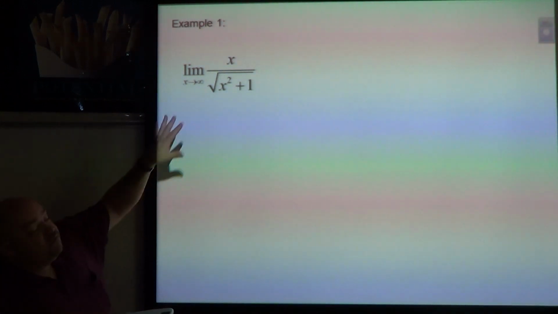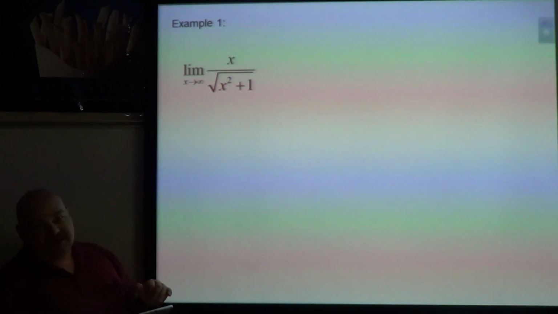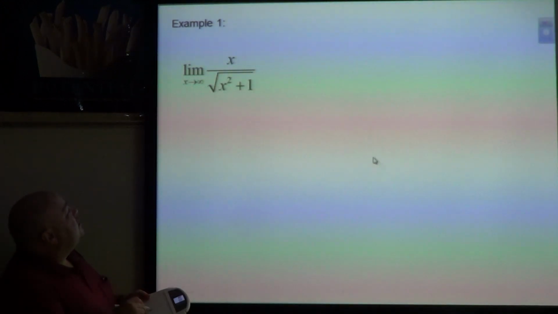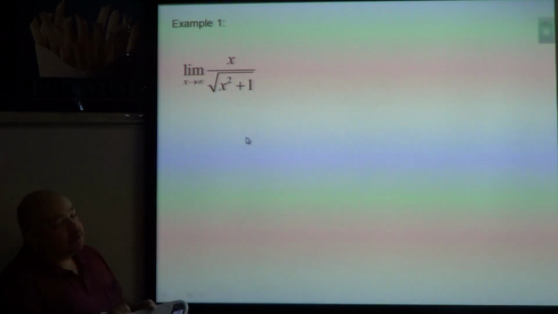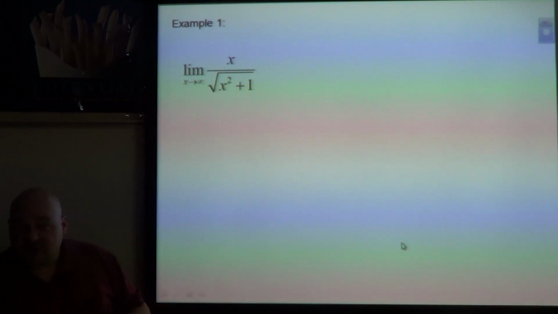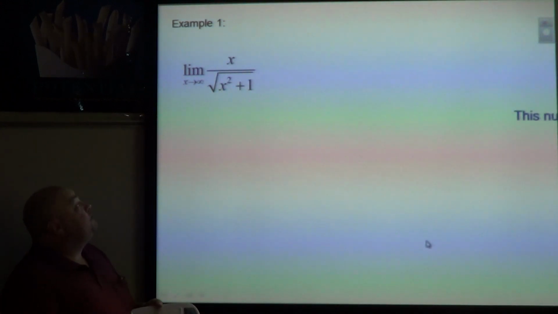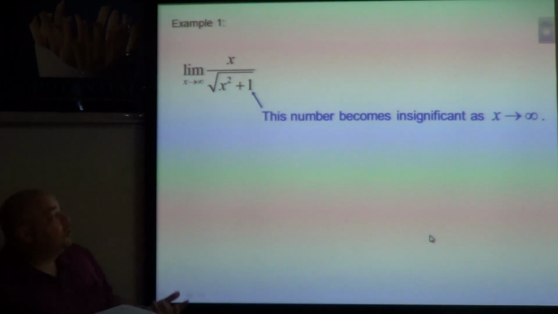Alright, so those ideas can take us to a situation like this. Notice here we're taking the limit as x goes to infinity. So x is getting larger and larger, and this x is getting larger and larger. What's going to happen to the 1? Well, the 1, as we've talked about in the past, becomes negligible, so insignificant as x gets larger and larger.